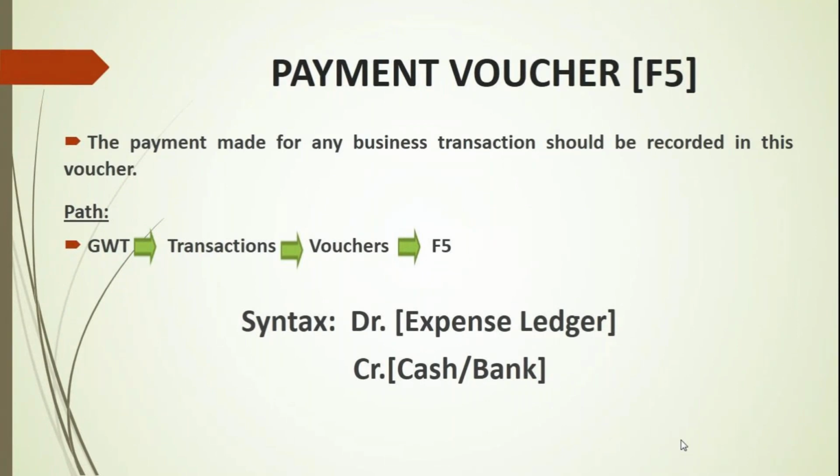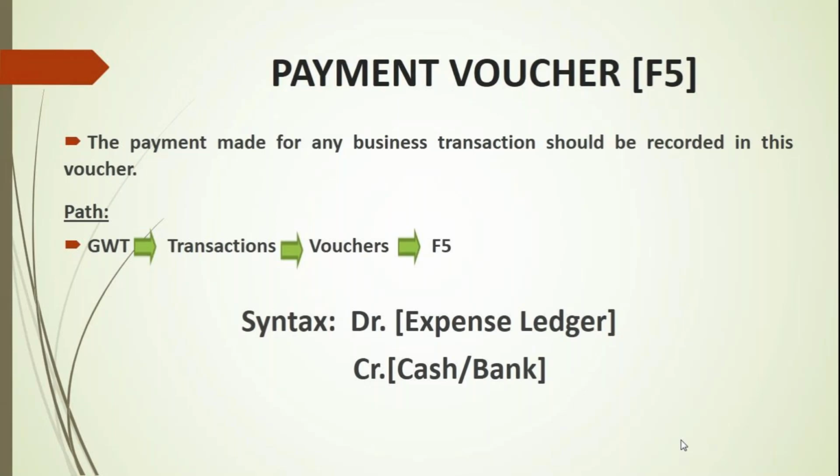Now, for what purpose do we use a payment voucher? To record any payment for any business transaction, we go for a payment voucher. So if I have to pay for the purchase of any asset, if I have to pay taxes, or I have to record payment for any kind of expenses, I have to go for a payment voucher. As I told, the function key is F5 and the path is also given there: transactions, vouchers, and F5. The same way we go to contra, we go for the payment.